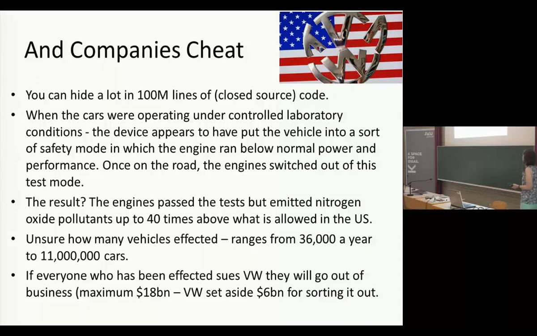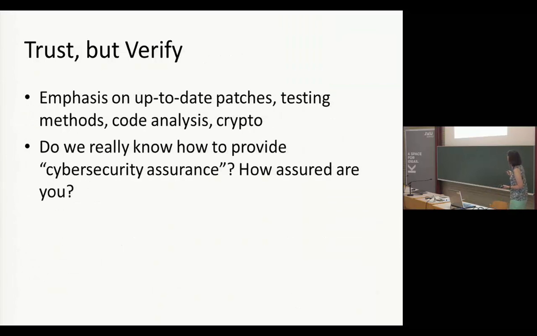Volkswagen said it affects 36,000 cars a year. If you assume that Volkswagen are not the only ones and that 36,000 is the cars that are in America, because they're the ones that they're going to have to pay for, that's one thing. If you assume most companies are doing it and most of the time, then you can hit 11 million cars that may have this faulty software or something like it. Volkswagen set aside $6 billion for sorting it out. If everyone who could sue them sues them, it's $18 billion and Volkswagen won't survive that. So no one knows what's actually going to happen. So that's not mistakes, that's fraud.